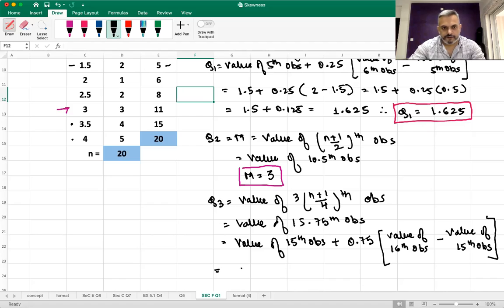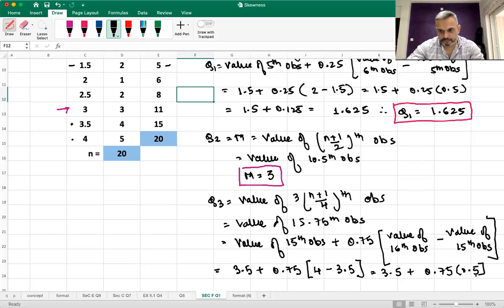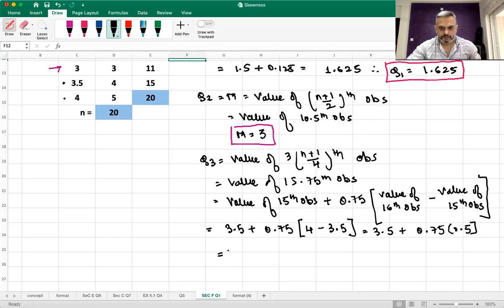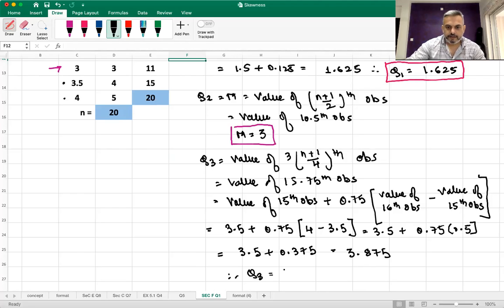So, which is equal to 15th observation is 3.5 plus 0.75 into 16th observation is 4 minus 3.5, which is equal to 3.5 plus 0.75 into 0.5, which is equal to 3.5 plus 0.375, which is equal to 3.875. So therefore, Q3 is equal to 3.875.